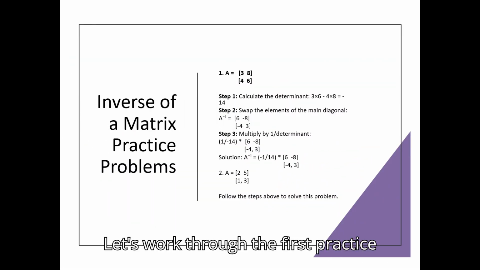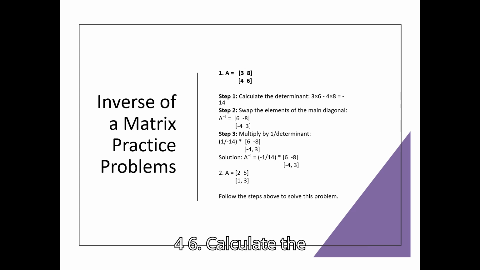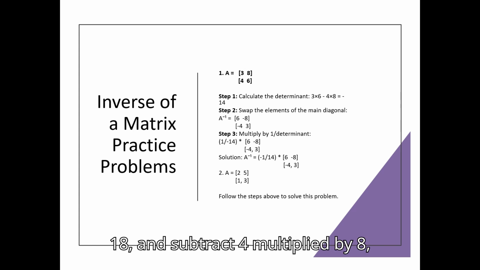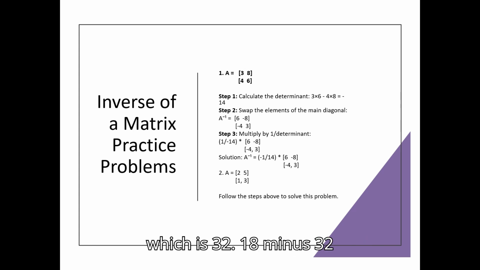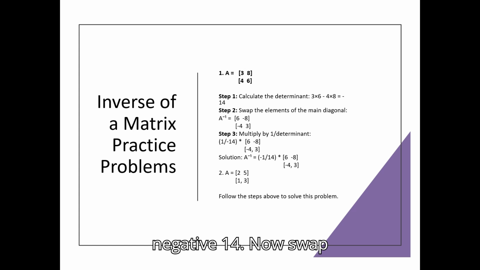Let's work through the first practice problem together. Matrix A is 3, 8, 4, 6. Step 1. Calculate the determinant. Multiply 3 by 6 to get 18, and subtract 4 multiplied by 8, which is 32. 18 minus 32 gives -14. The determinant is -14.